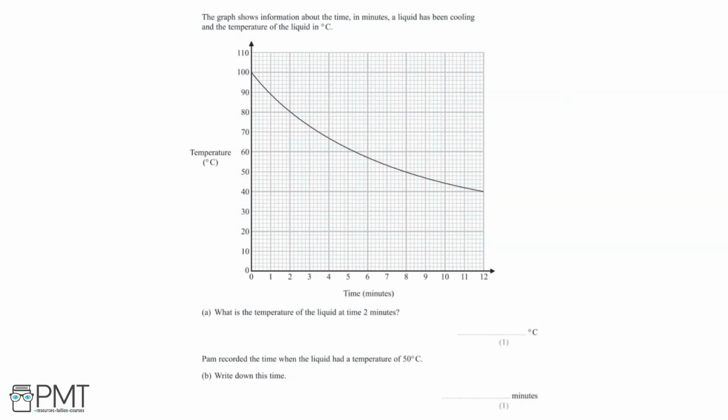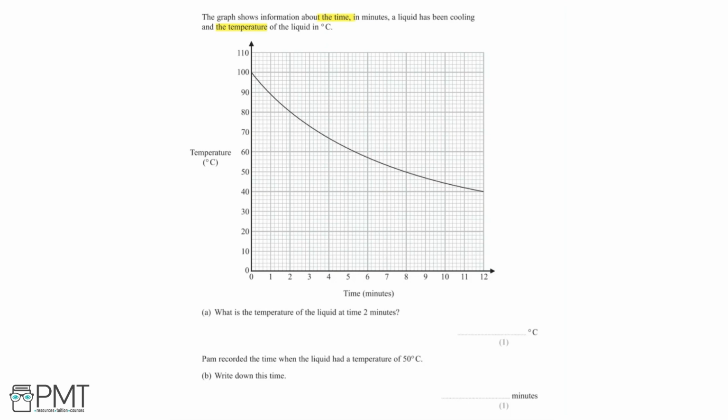In this question, we're given a graph which shows information about the time in minutes that a liquid has been cooling and the temperature of the liquid in degrees Celsius. And in part A, we need to work out the temperature of the liquid at time 2 minutes. We need to use our graph to be able to do this.